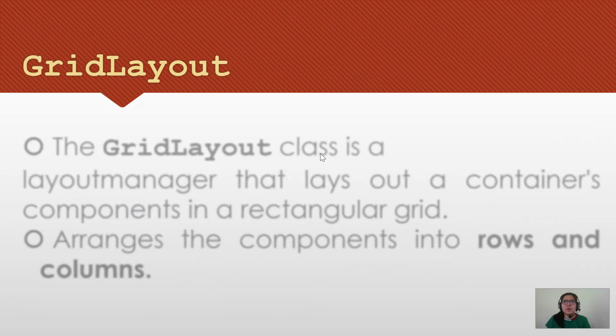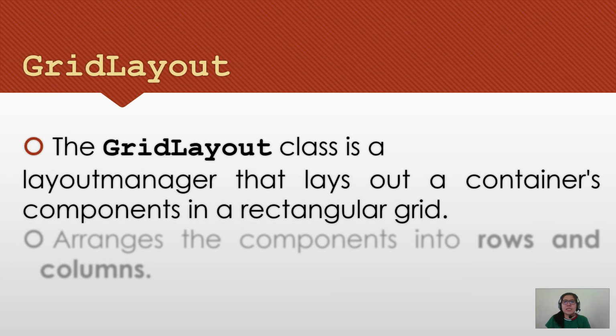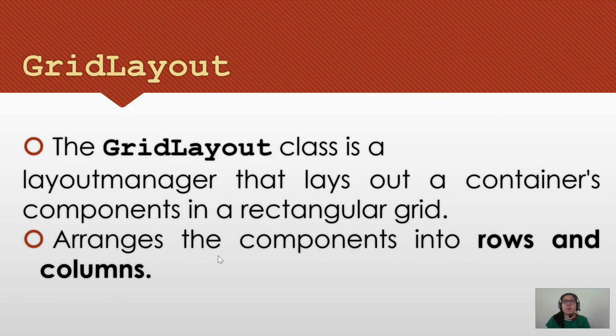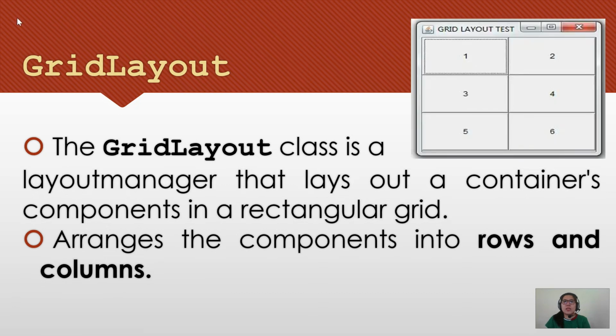And lastly, we have the GridLayout. GridLayout is a class that lays out a container's components in a rectangular grid. It arranges the components into rows and columns. So in this example, it arranges 3 rows by 2 columns. So this is 3 by 2.